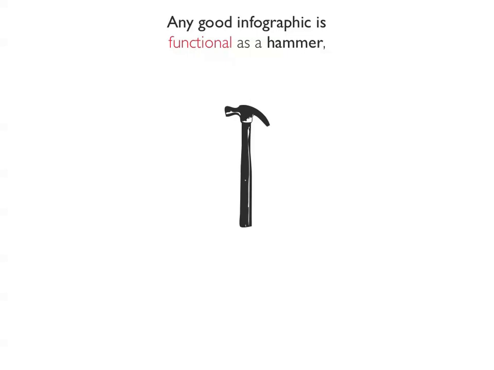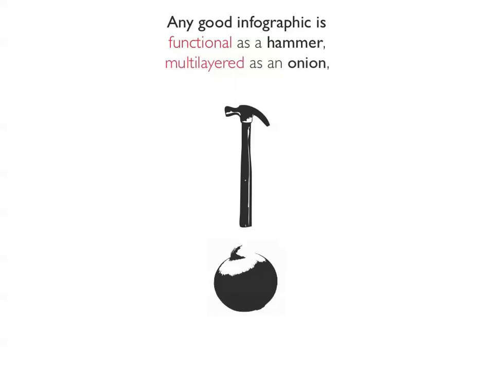A hammer has a particular shape because it has a particular function. You may find plenty of variation in hammers, of course. Some of them are bigger, some of them are smaller, some of them are yellow, blue, green, heavy or lighter. But at the end, they all share some features that make them look alike. And that's because they are made for a function, hitting stuff. Infographics should be also multi-layered as onions. Good graphics usually offer different ways to approach a story.